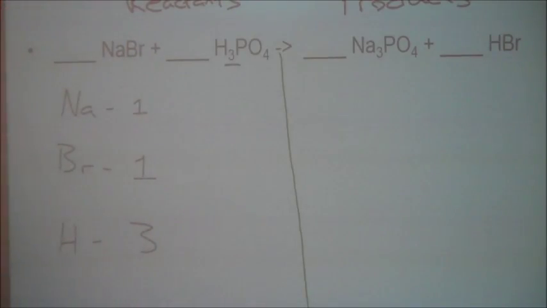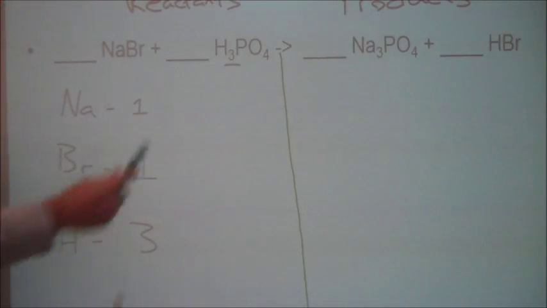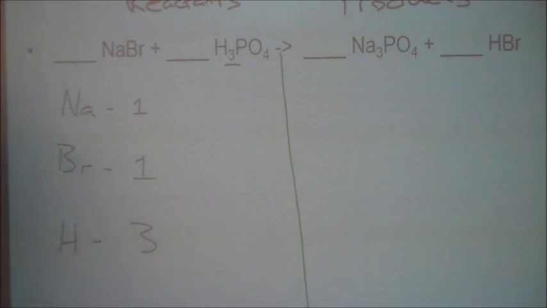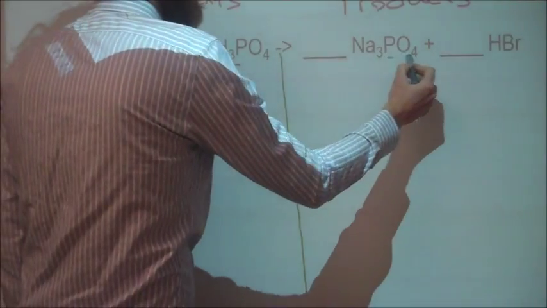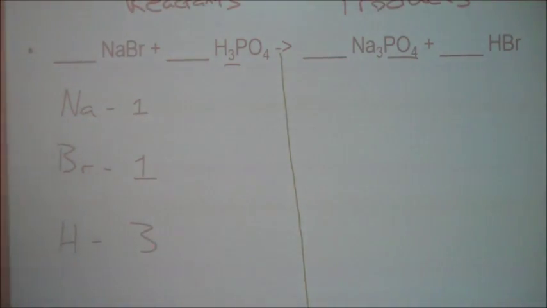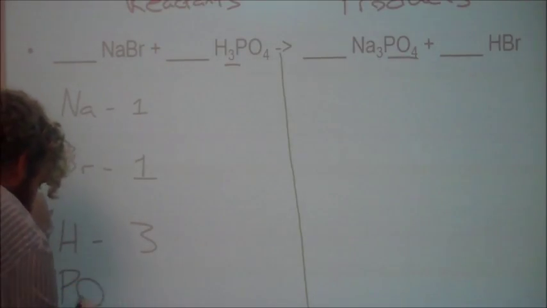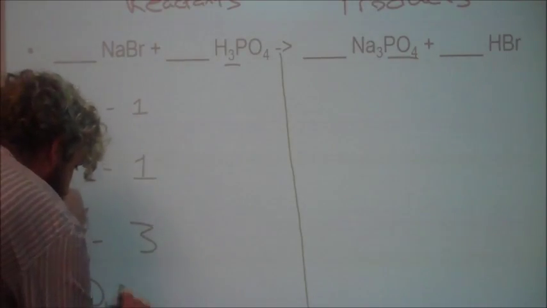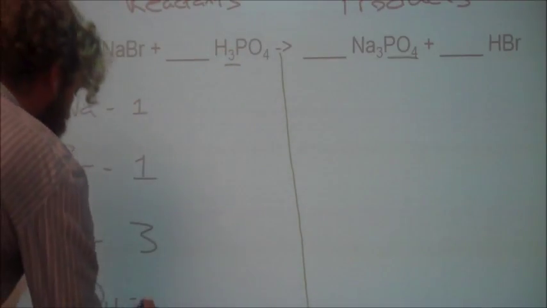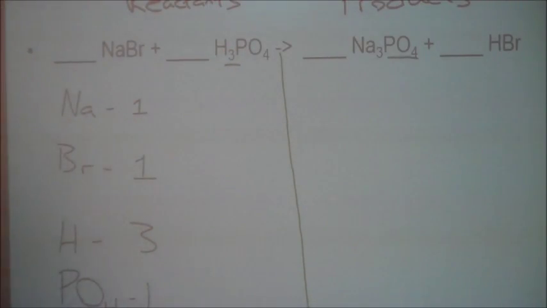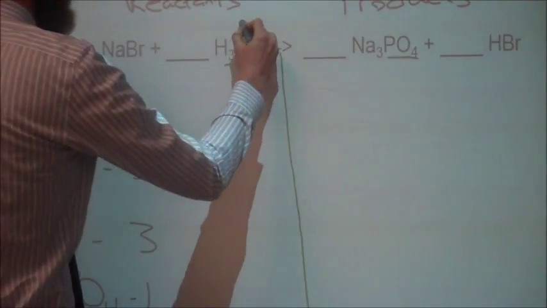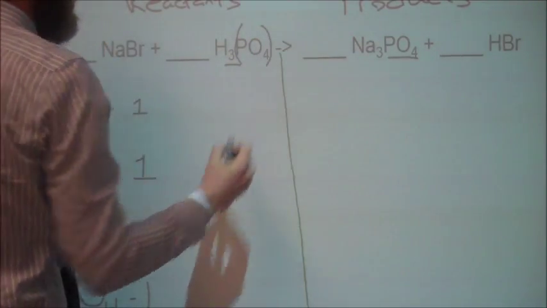Next, what we could do, we could separate this P and this O4, but we also know that PO4 sticks together right there. So we're going to keep it together. We're going to try to keep polyatomic ions together. That just makes it a little bit easier when we're balancing. PO4s, we only have one of those. Now be careful, we do not have 4 PO4s. This is a polyatomic ion.